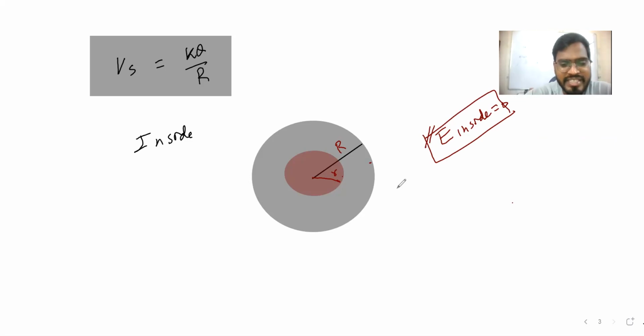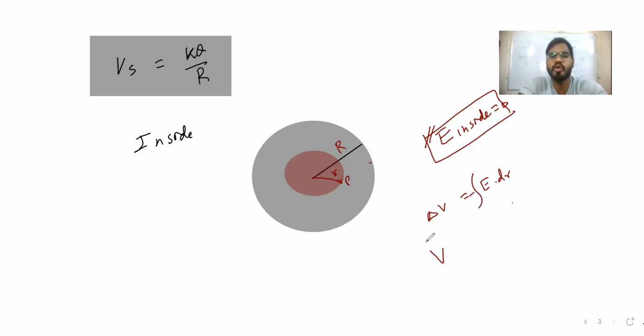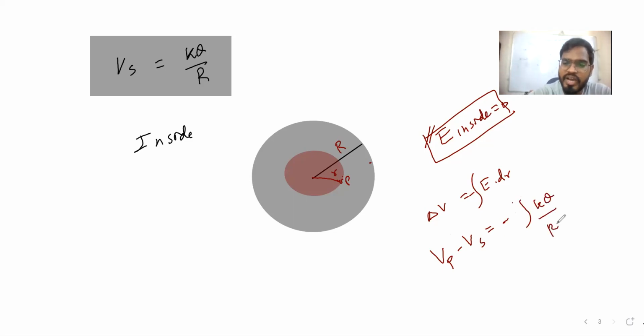Now we can say delta V is equal to minus of E dot dr. Guys, at point P we want to find the potential, and that is on the surface, so we can say just nearby the surface. Just nearby the surface or on the surface is going to be same, that's why we are taking that. So Vp minus Vs is equal to minus of E dot dr. Guys, what is E here? E is kq by r square, into dr. Finished.